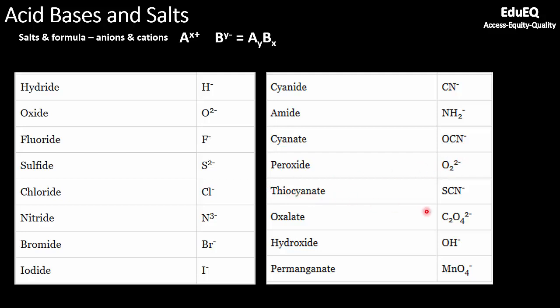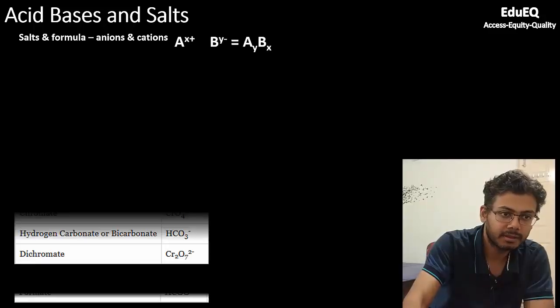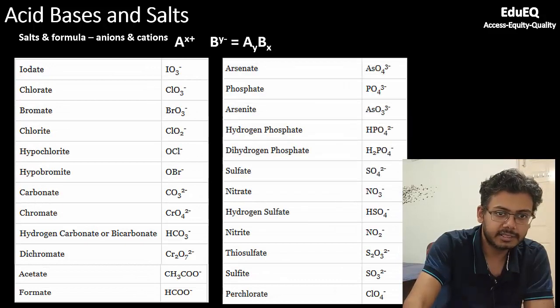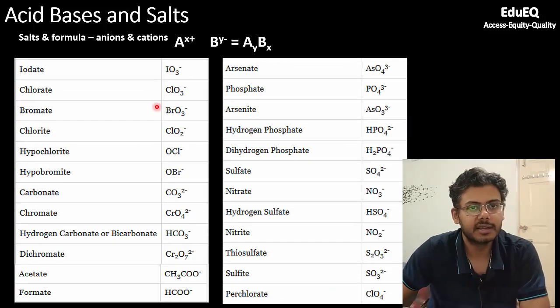Similarly, thiocyanate is SCN minus 1, oxalate is nothing but C2O4 2 minus. You also remember this oxalic acid is found in tomatoes, we read in the last lecture. Hydroxide is OH minus, so oxidation state is minus 1, manganate is MnO4 minus. Again, some more negatively charged anions.